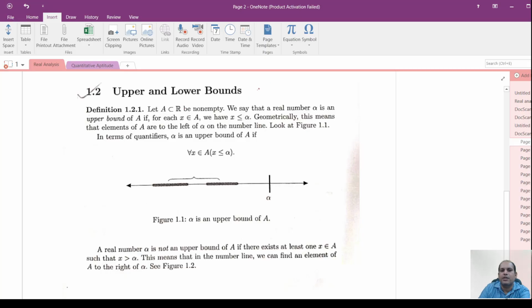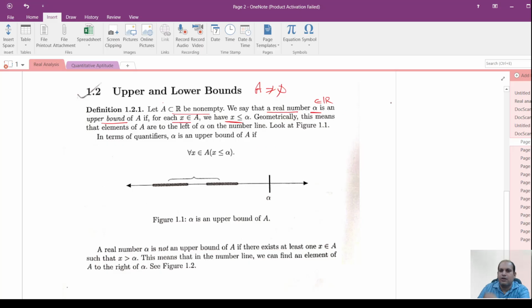Suppose A is a non-empty subset of R. We say that a real number alpha, which may or may not be an element of A, alpha is coming from the set of real numbers, is an upper bound of A if for each x belonging to A we have x less than or equal to alpha.